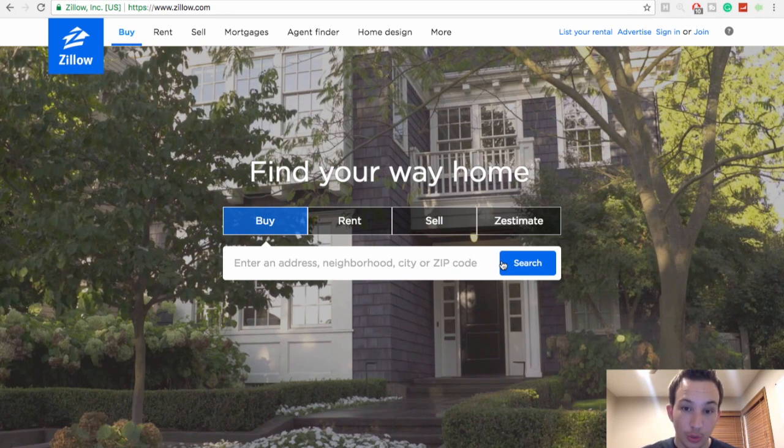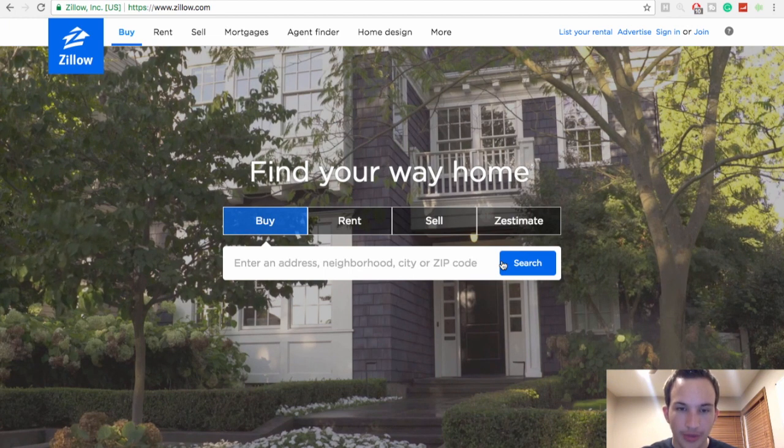So what I'm actually going to do is show you how you can do that in Zillow. Zillow gives you a Zestimate, but you can also check what houses are under contract for and what they're selling for. That's exactly what I'm going to do.